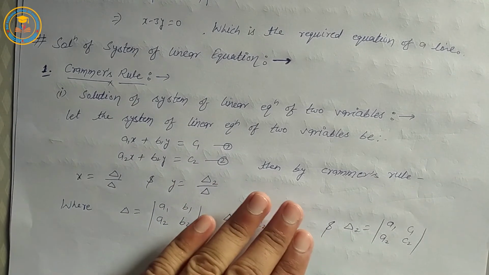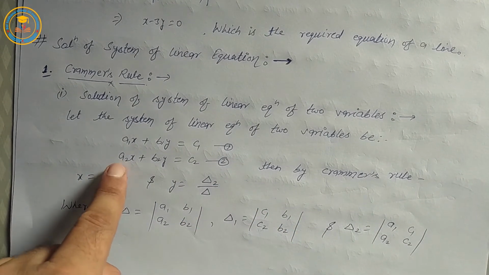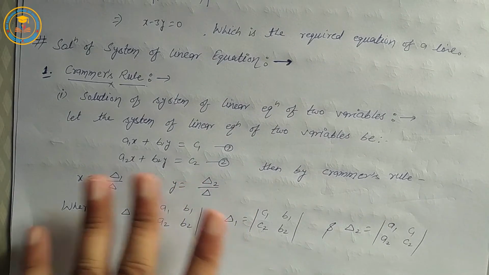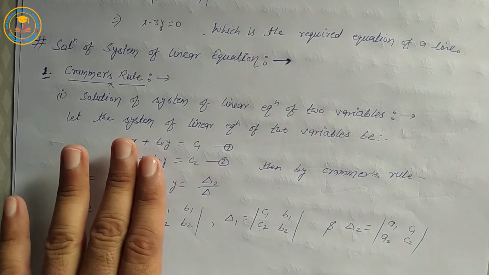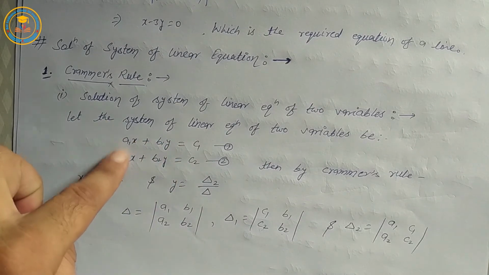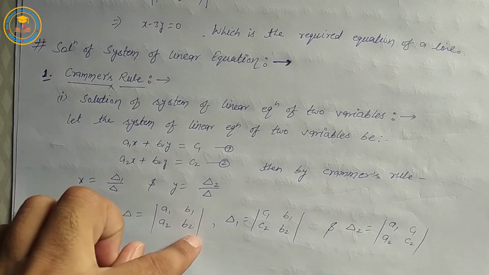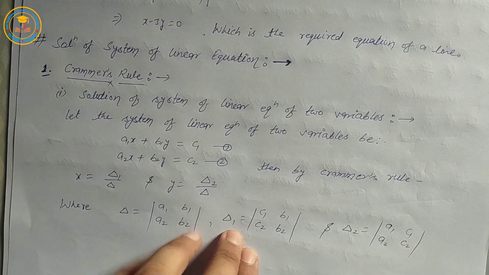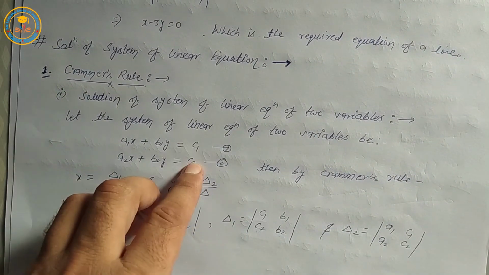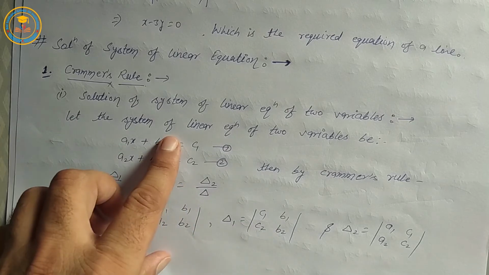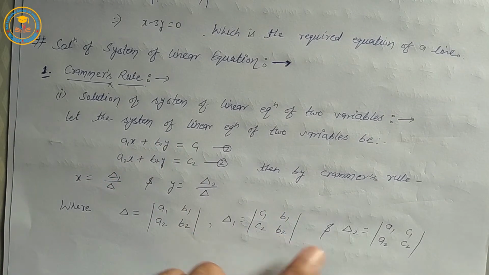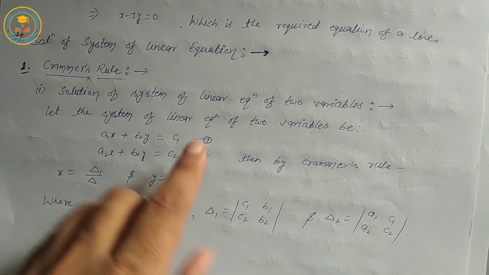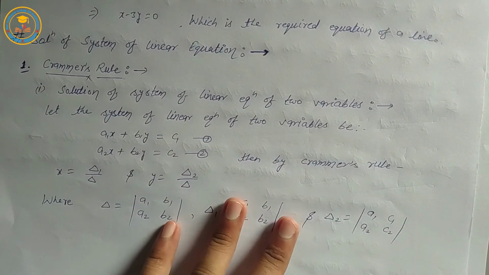By Cramer's rule, the value of x is equal to del 1 upon del, and the value of y is equal to del 2 upon del, where del is equal to the determinant of the coefficients of x and y: a1 a2, b1 b2. Determinant del 1 means the constant terms c1 c2 replace the x column, with coefficients of y b1 b2. Del 2 is equal to the coefficients of x a1 a2 and the constant terms c1 c2.